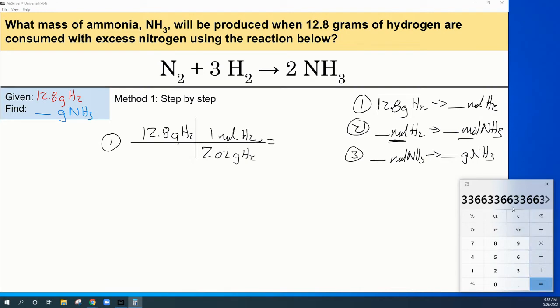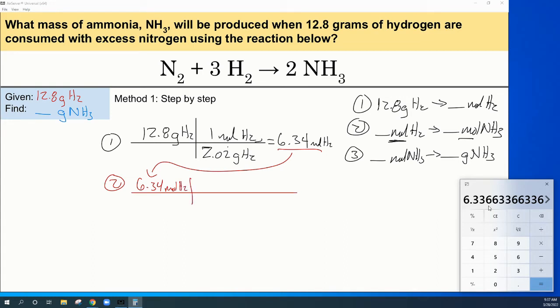And I'm going to get 6.36666. So I'm not really rounding yet. I don't really care about my final answer right now. This is not my final answer, but this is moles of hydrogen. I'm going to take this answer, and that's going to be my given for step 2. So 6.34 moles of hydrogen.